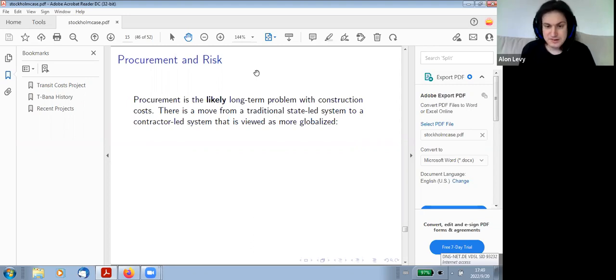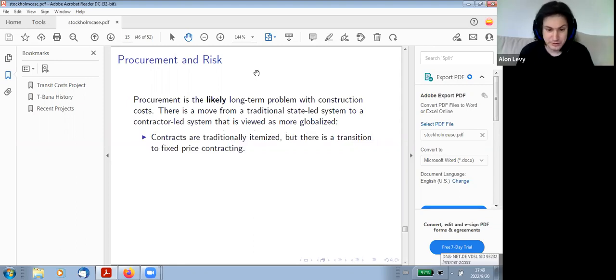Now, procurement in Sweden is not bad. I'm gonna end by talking about procurement, but I want to make it very clear. The traditional system is not bad. The traditional system did have a lot of problems that are being resolved in a way that is making things worse, though. So traditionally, contracts are itemized.